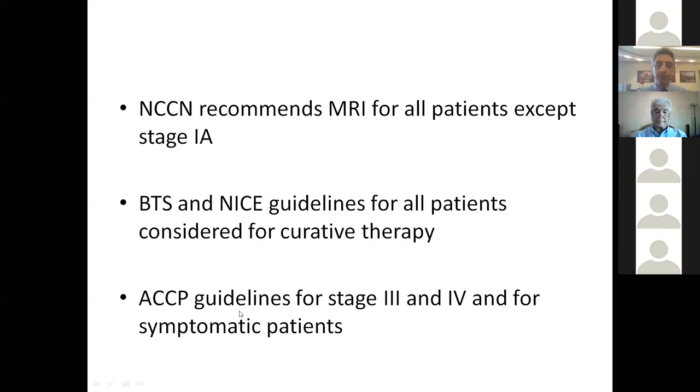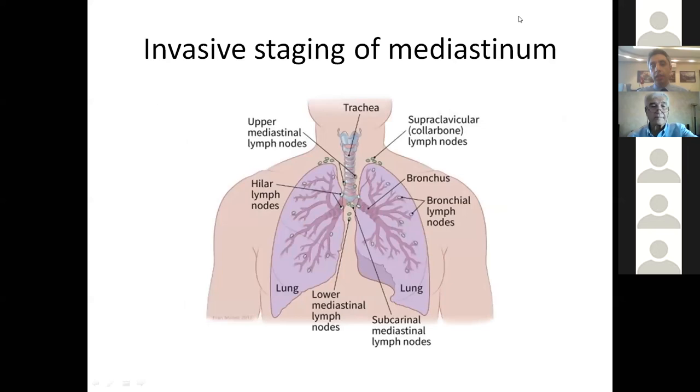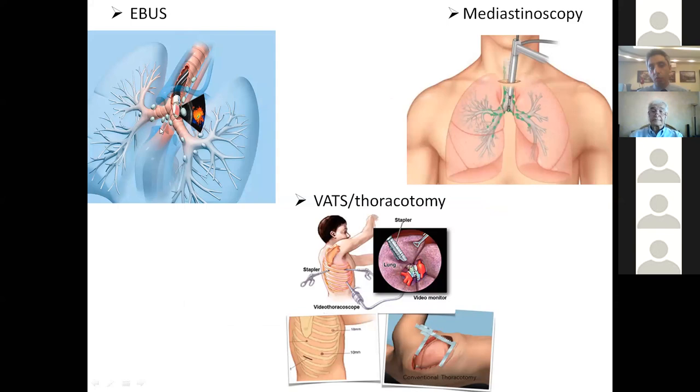And now moving on to the last part of my talk, and that is discussing the different techniques of invasive staging of the mediastinum. There are three basic methods. One is EBUS, plus or minus EUS. EUS is basically doing EBUS, but also putting the bronchoscope in the esophagus to get lymph node stations 8 and 9. So: EBUS or EBUS-EUS, mediastinoscopy, and VATS thoracotomy.